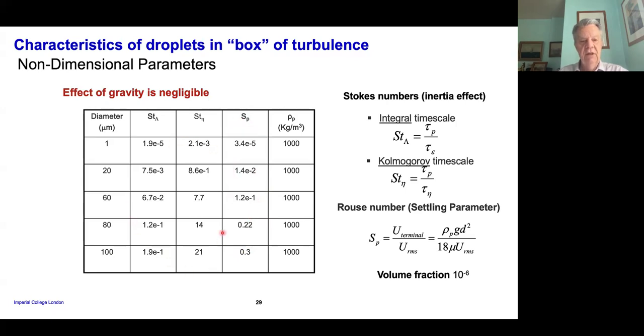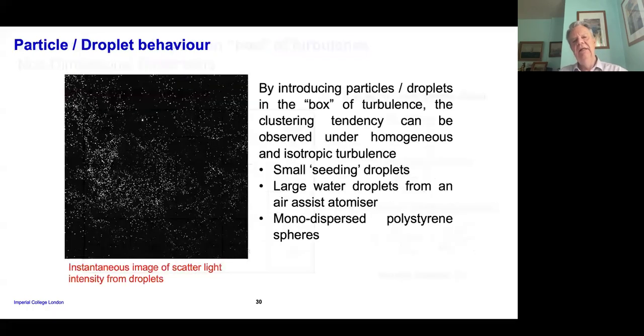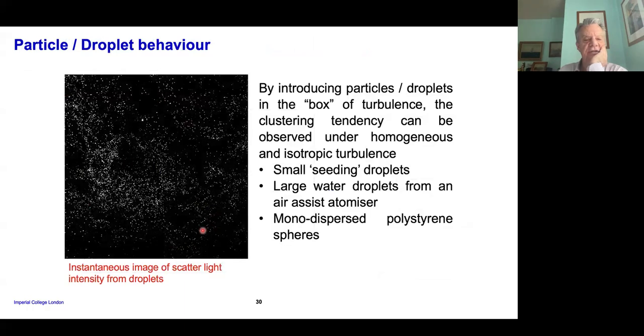And the Stokes numbers over different sizes vary from something which is close to following the flow perfectly at 1 micron. And then at some point you go through a Stokes number of around 1, which is the condition, as the literature suggests, where you do get maximum preferential concentration. And if you look at the instantaneous distribution, we use scattered light, and you see basically the white dots.